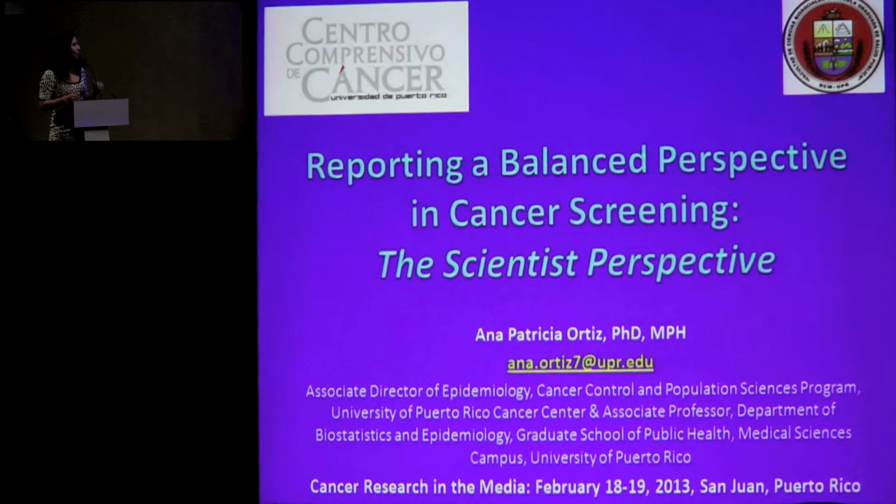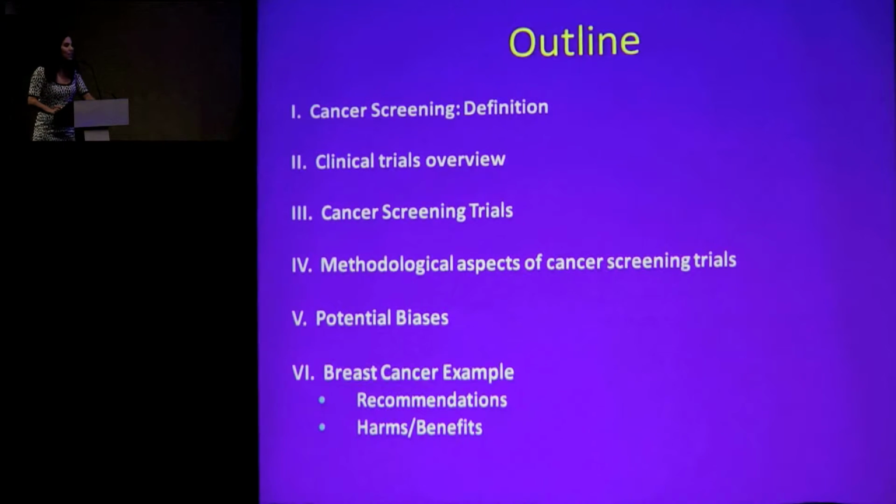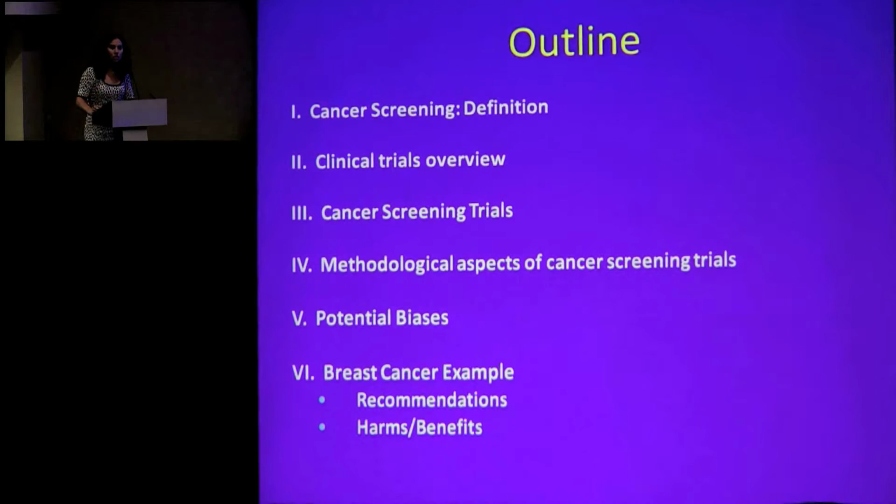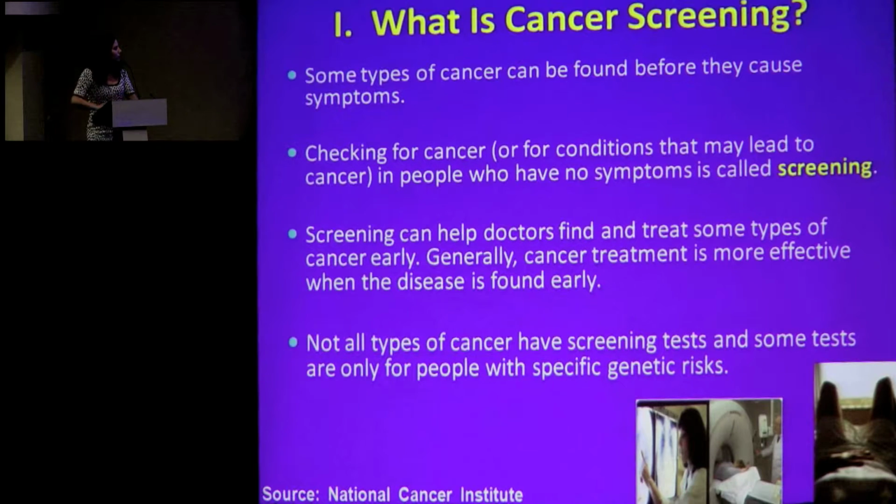So basically, this is an outline of our presentation for today. We're going to be covering an introduction of what is cancer screening, a basic definition, an overview of clinical trials, and specifically of cancer screening trials, methodological aspects of cancer screening trials, potential biases that we can encounter in this type of research studies, and also we're going to end our presentation talking about a specific example of breast cancer, the current recommendations in terms of screening, and potential harms and benefits of these kinds of interventions.